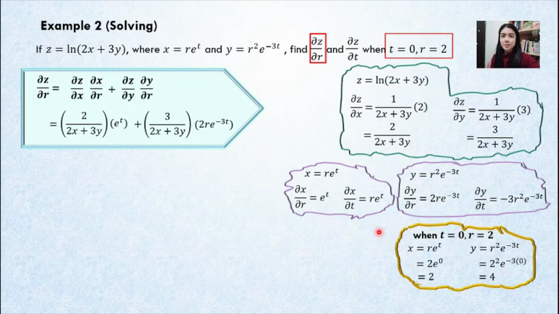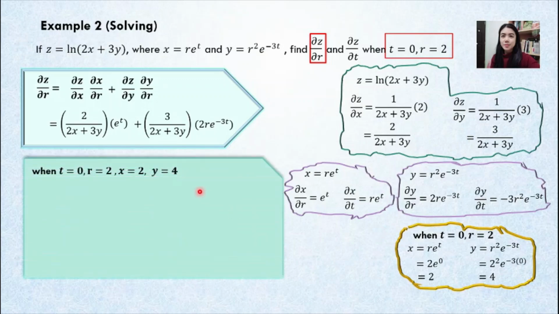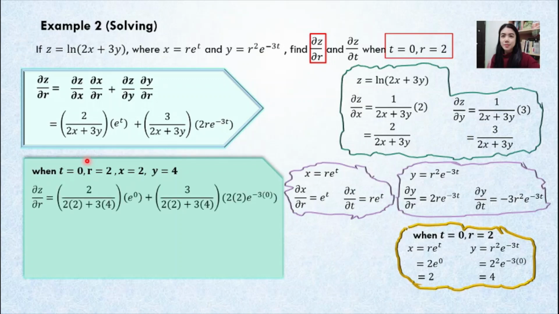Now you know that when t equal to 0 and r equal to 2, x is 2 and y is 4. Let's do the substitution. So the x here is 2, the y is 4, r is 2, t is 0. Then you have the del z del r here. Then we simplify it, and we have del z del r equal to 7 over 8. We have settled del z del r.